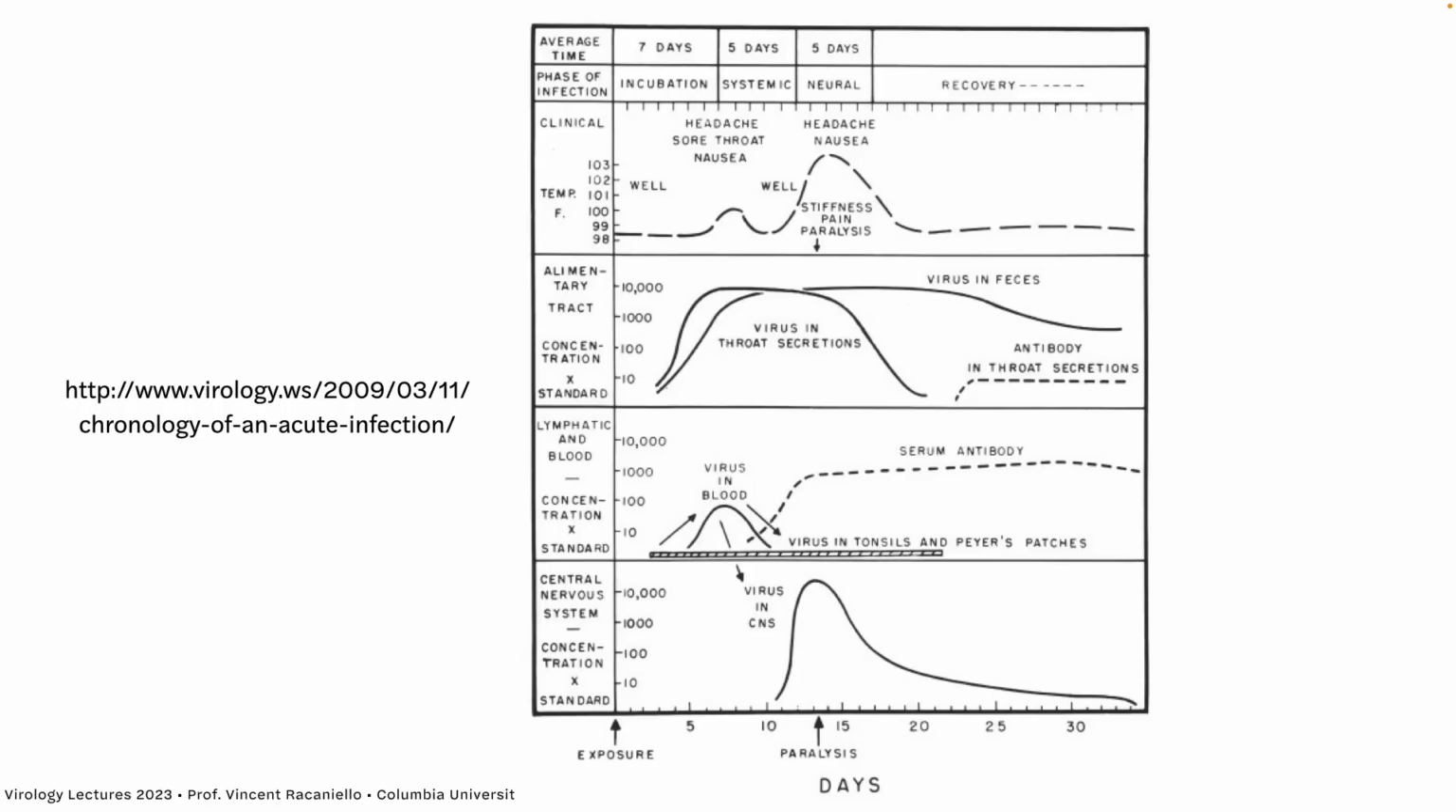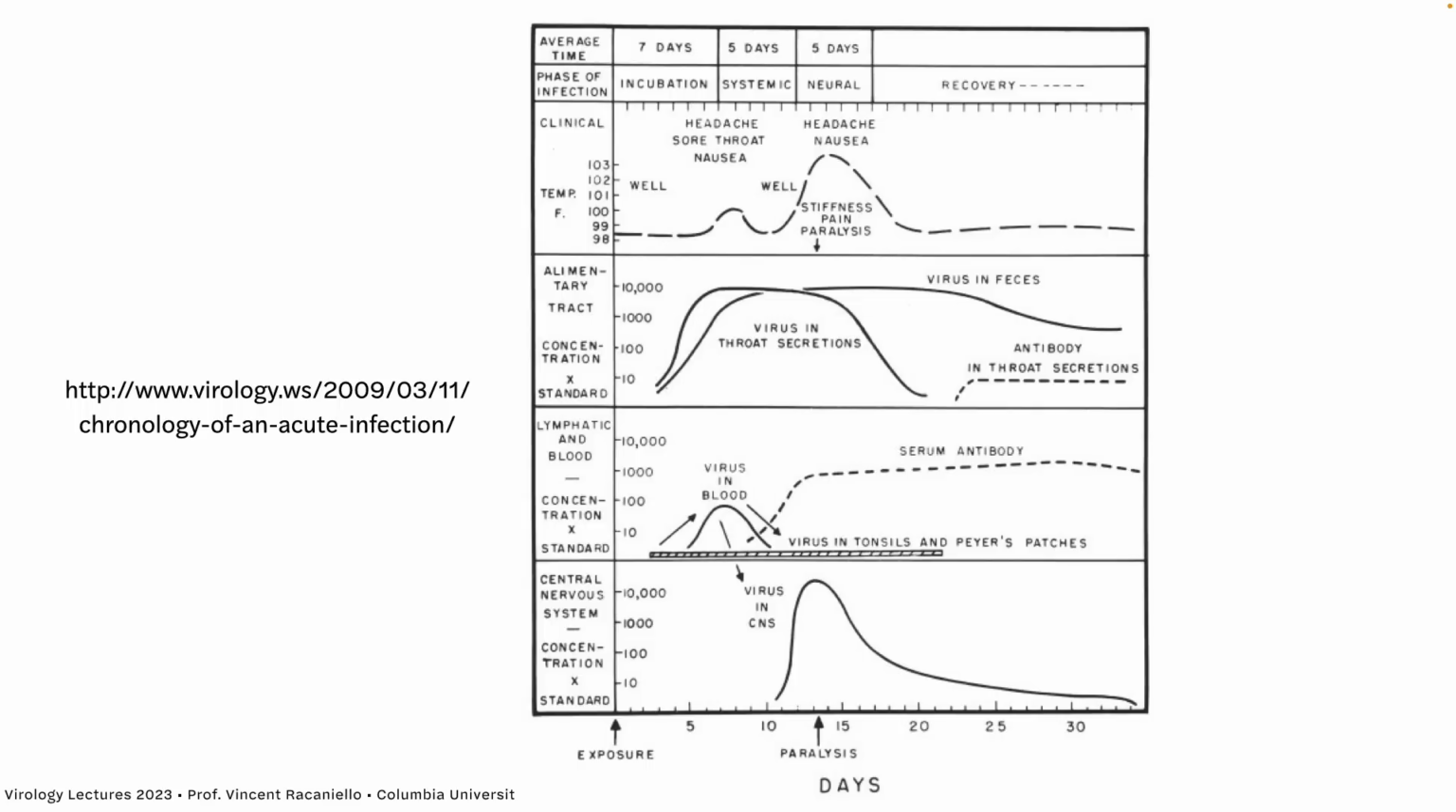So on the very top, we have temperature. After a 7-day incubation period, we have a spike in temperature, headache, sore throat, nausea, right? Flu-like symptoms. Most of the kids get well. At the same time, they have a lot of virus in their feces for a long time. Look at 30 days. Virus in throat secretions as well. Serum antibody comes up later. You have a viremia, that's down here in the third panel.